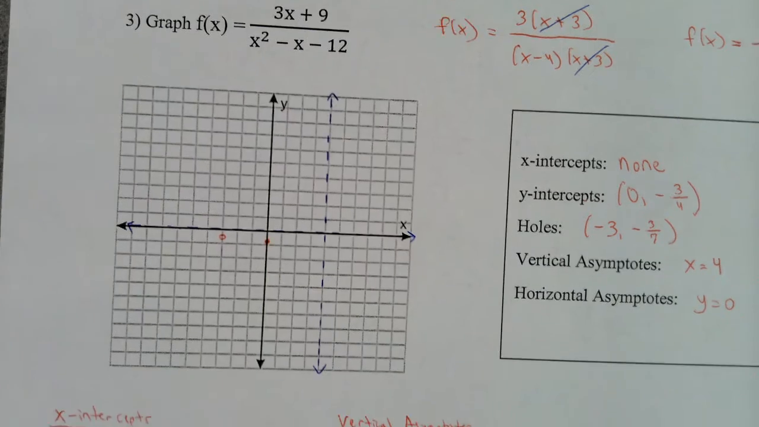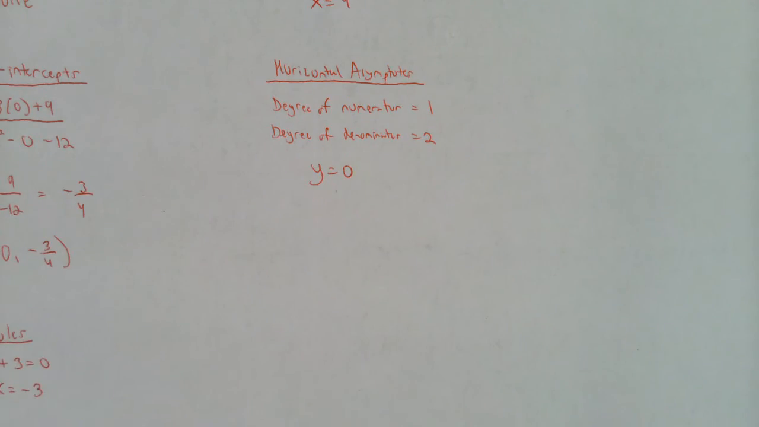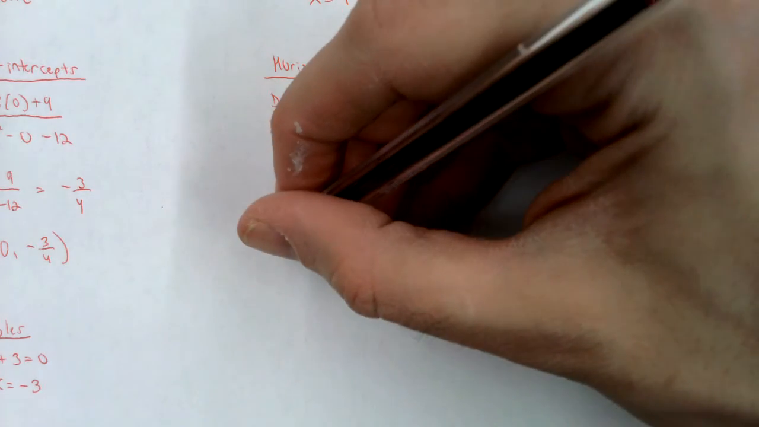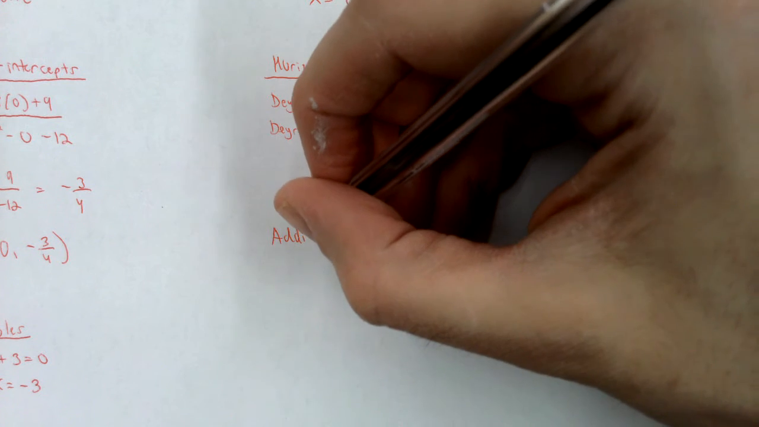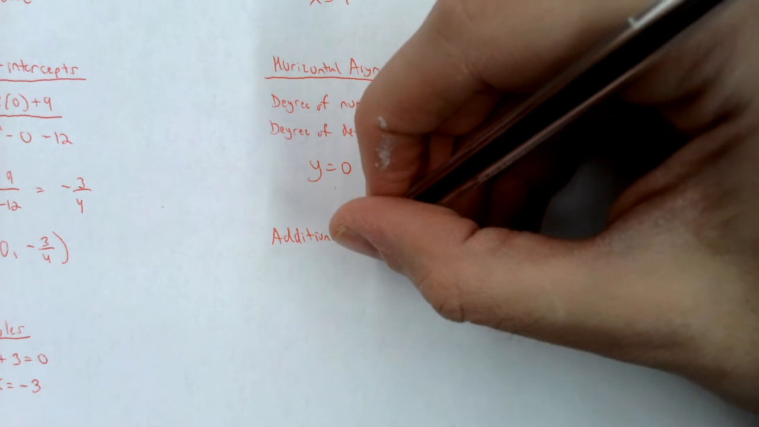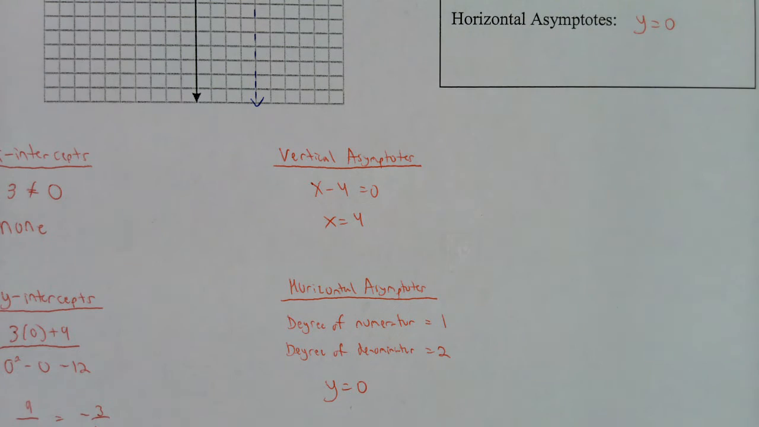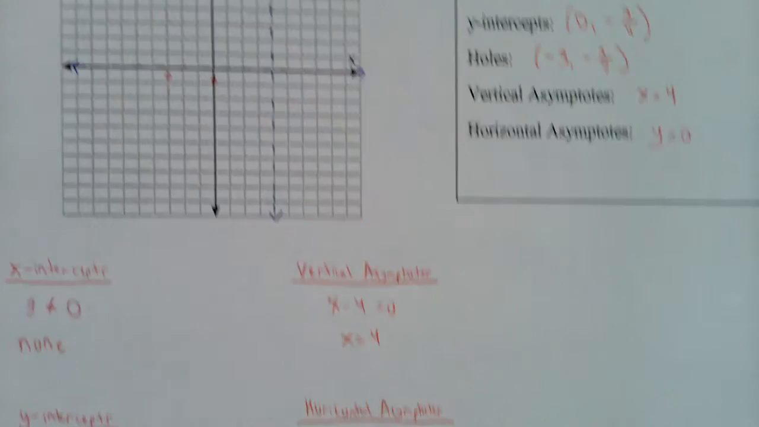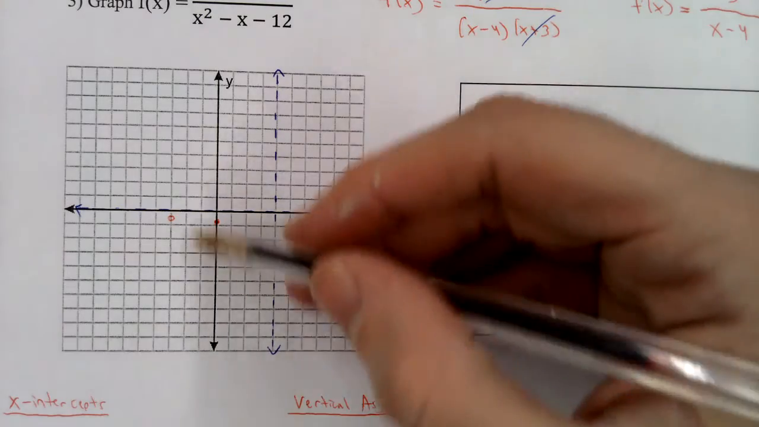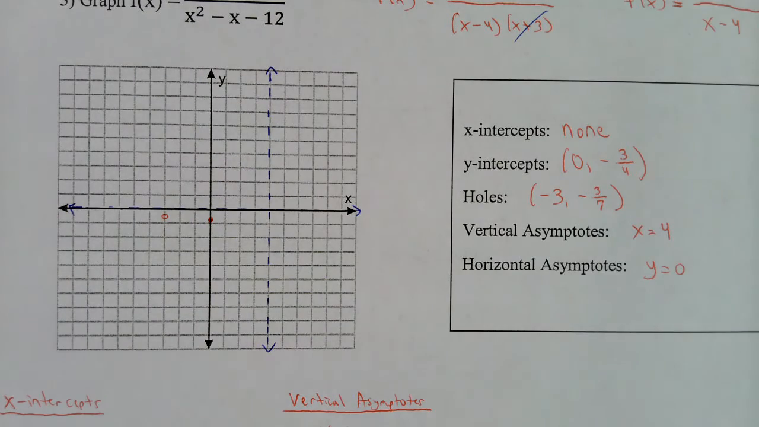Now let's do some additional points. Now I like to go back to the original problem. I would suggest you do that. Okay. Let's get one more on this side of the asymptote. How about we do x equals 3?